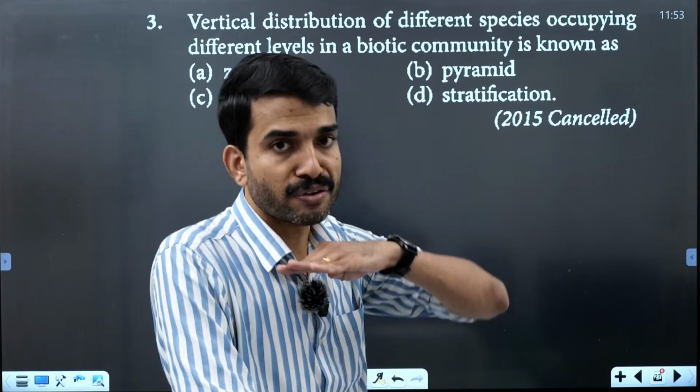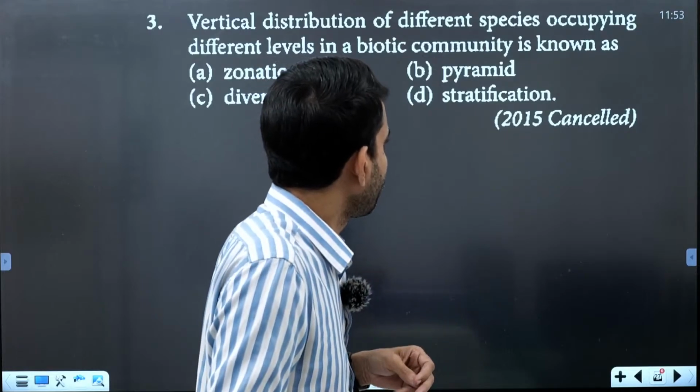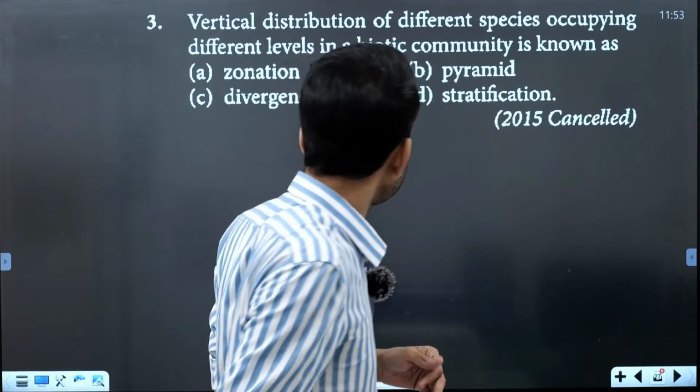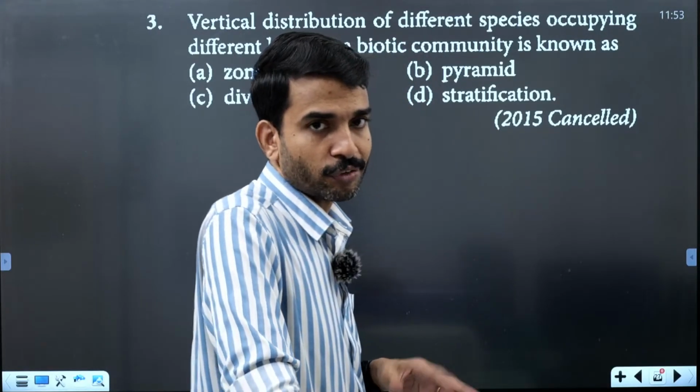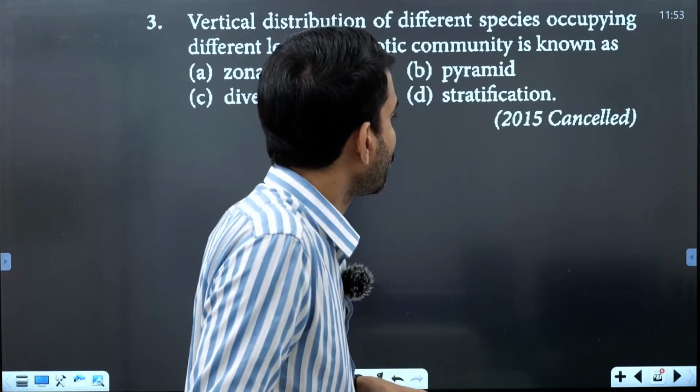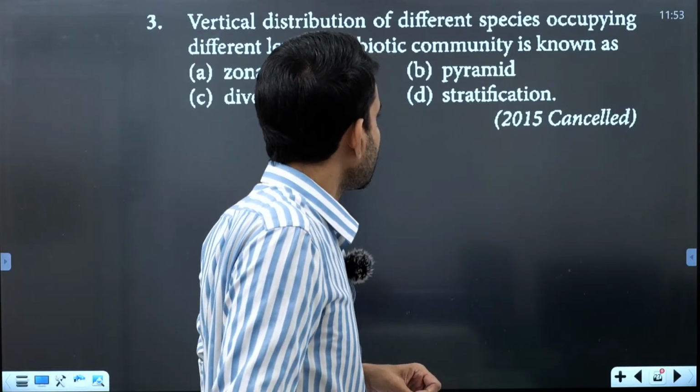Zonation. Zonation means different zones. Pyramid is there, that term you are familiar with. Divergence, convergence, everything you might have heard. Then we have stratification.